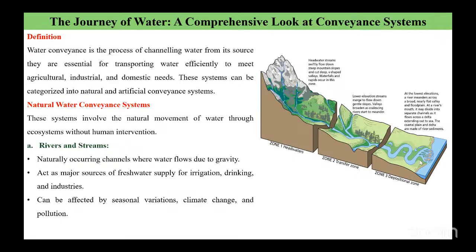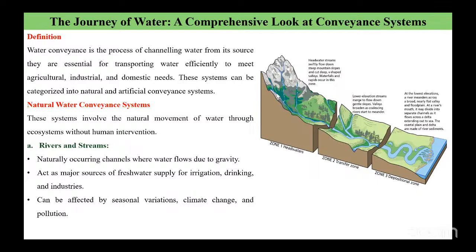Act as a major source of fresh water supply for irrigation, drinking purposes, and also for industries, agriculture, and everything. Can be affected by the seasonal variations, climate change, and also pollution. So this natural seepage, or natural distribution of water, natural channeling of water, can be influenced by the seasonal variations.